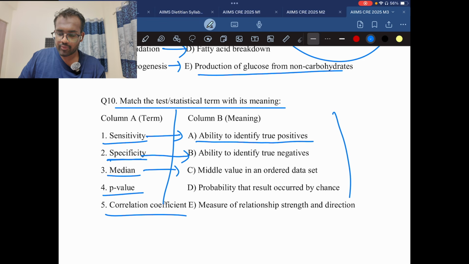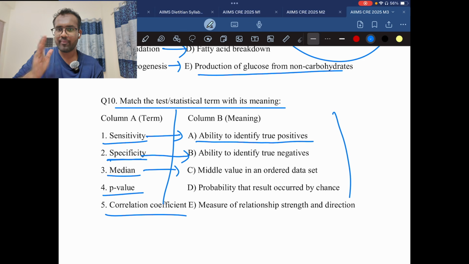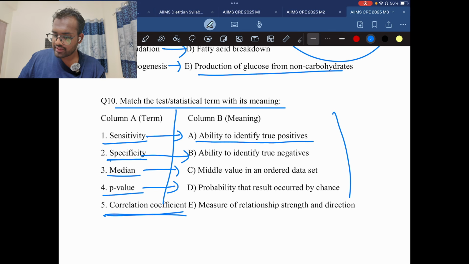And median, I explained in a past video also. Median is the middle value. And p-value is the probability that the result occurs by chance. P means probability of value, that the result occurs by chance. Always remember that. And correlation coefficient is a measure of the relationship, its strength and direction.